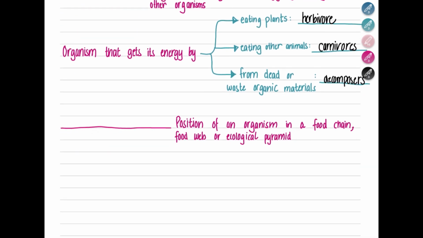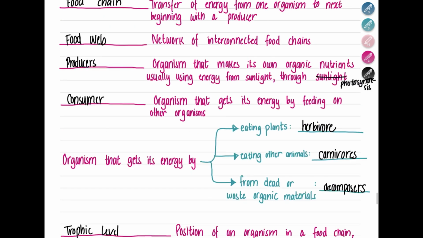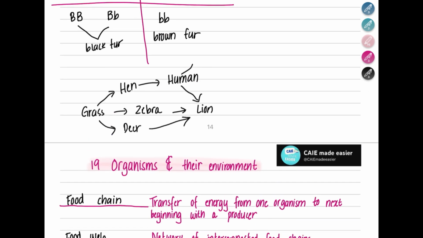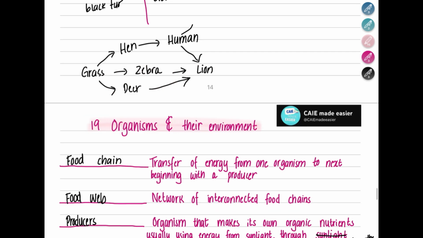The position of an organism in a food chain, food web, or ecological pyramid is called a trophic level. An ecological pyramid could be something like this, where we have producers, primary consumers, secondary consumers, and each level is a trophic level. Even in the food chain, each level is a trophic level. Moving on.